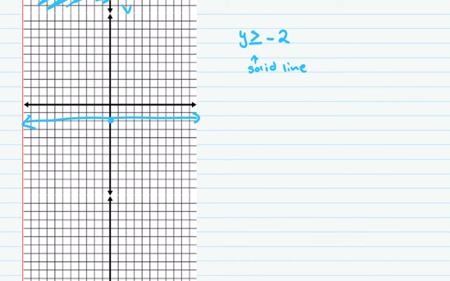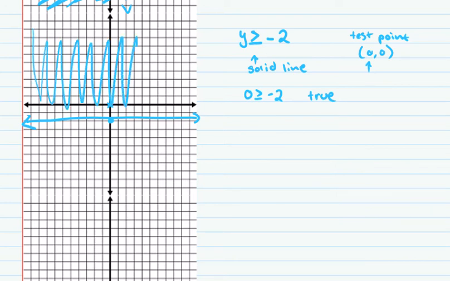Alright. And now I use a test point not on that line. So again, I can use 0, 0. Here there's nowhere to put that x equals 0, so we're just using y. Y is going to be 0. So is 0 greater than or equal to negative 2? That does happen to be true. So here's my test point at the origin. Since that was true, I'd want to cover it.